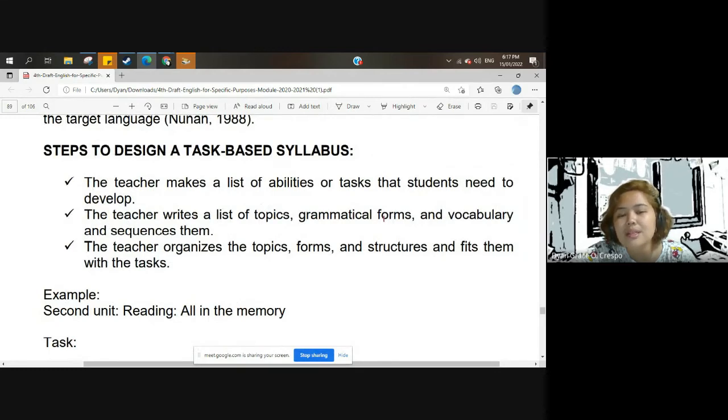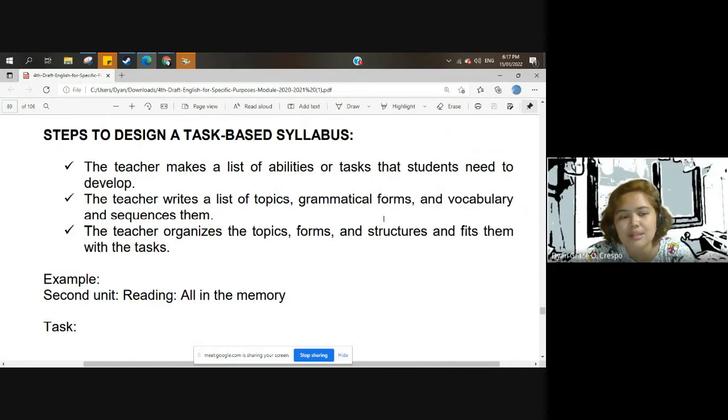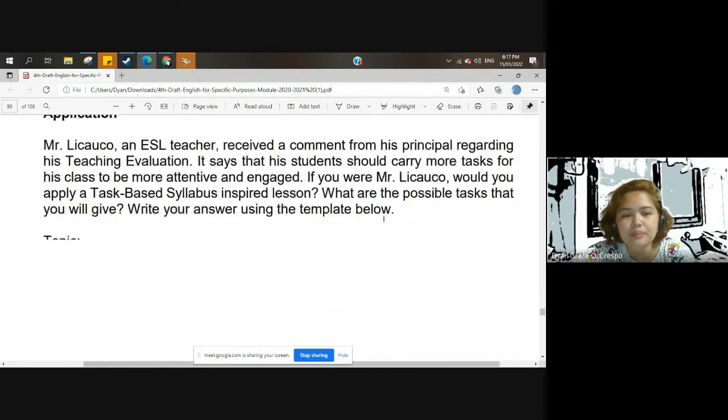Now, steps to design a task-based syllabus. The teacher makes a list of abilities or tasks that students need to develop. The teacher writes a list of topics, grammatical forms, and vocabulary in sequence. Then the teacher organizes the topics and forms and fits them with the task. So, yun. Okay?